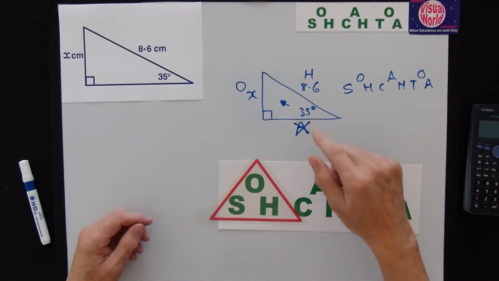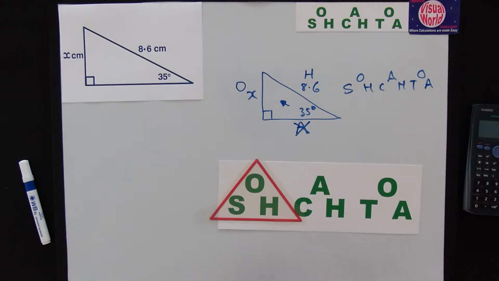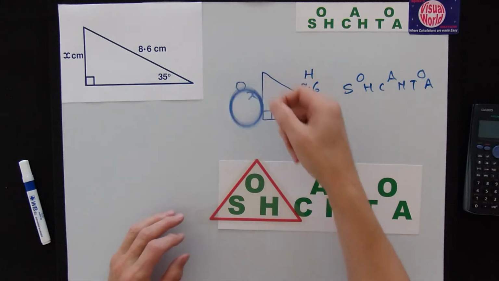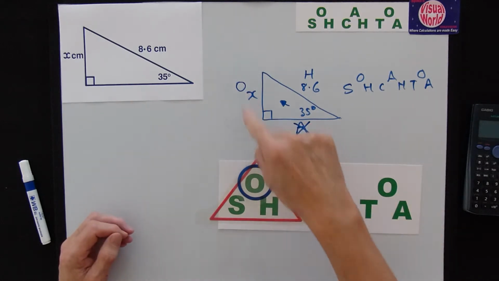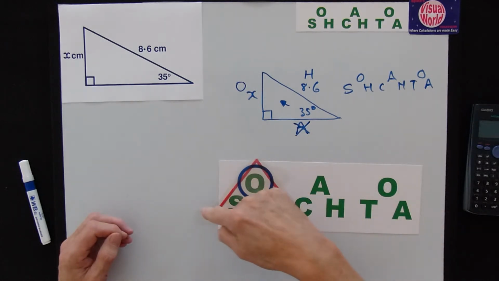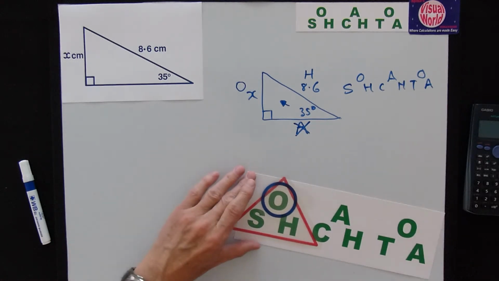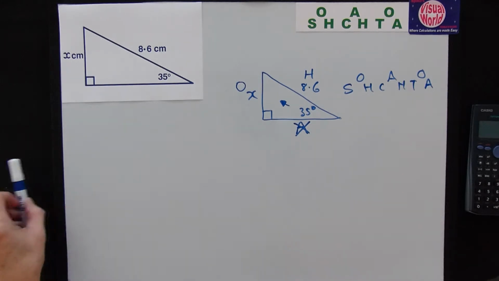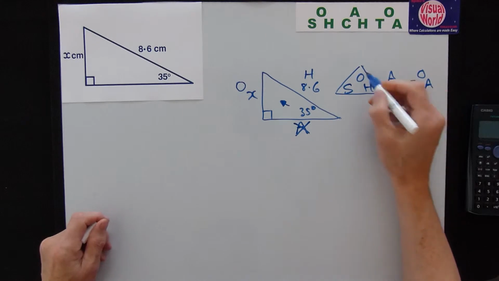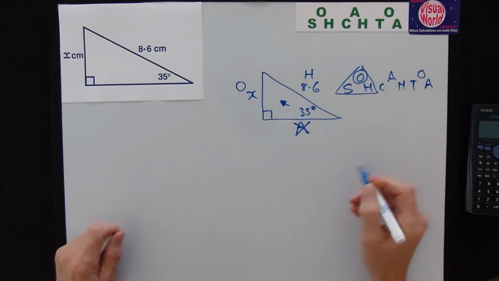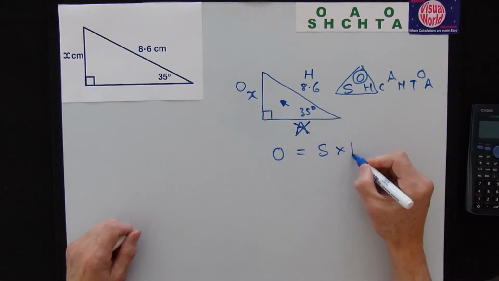Now we look for whatever we're really looking for, and we're looking for the X. So we put a circle round the O because the O is on the X. And then we can see the equation we're going to use. It's going to be the O is equal to, and the S and H are in a line, so it's got to be S times H. So I'll just put that away to the side. So what we did was put a triangle on the SOH, and we circled the O. So we've got O equals S times H.